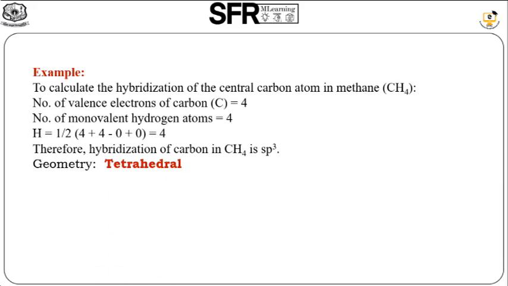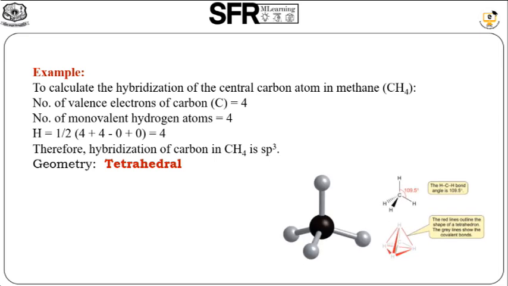For example, methane. The number of valence electrons of carbon is 4. The number of monovalent atoms present in the molecule is 4. There is no charge on this molecule. So, H is equal to 4 plus 4 plus 0, divided by 2, which is equal to 4. So, the number of hybrid orbitals is 4. The hybridization of the molecule is sp3, the geometry of the molecule is tetrahedral, and the bond angle is 109.5 degrees.